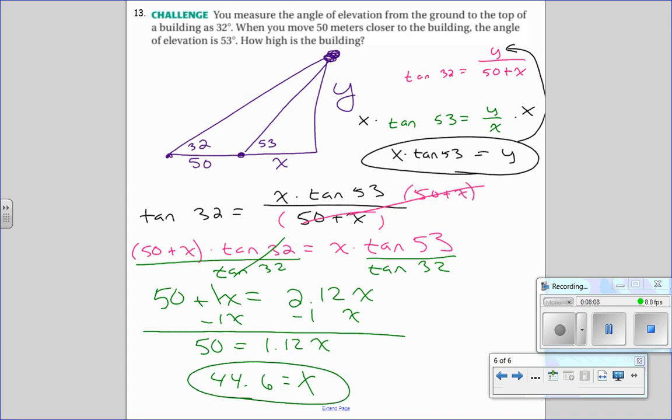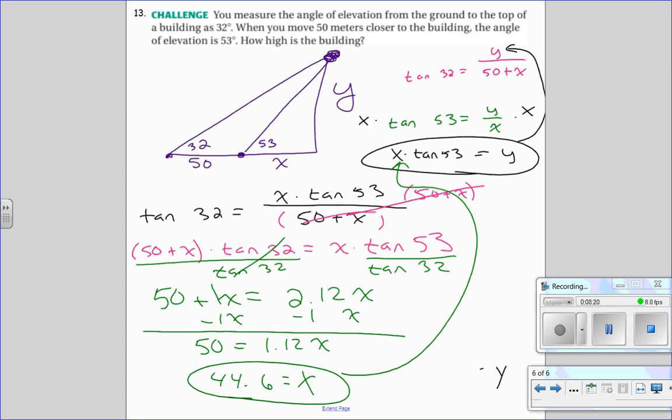But that's not the height of the building. We need the height of the building. So you just travel back to your original bubble for y, and you put your 44.6 right there. So my final substitution, which will give me my final answer, is 44.6 times tan 53. 44.6 times tan 53. 59.24.